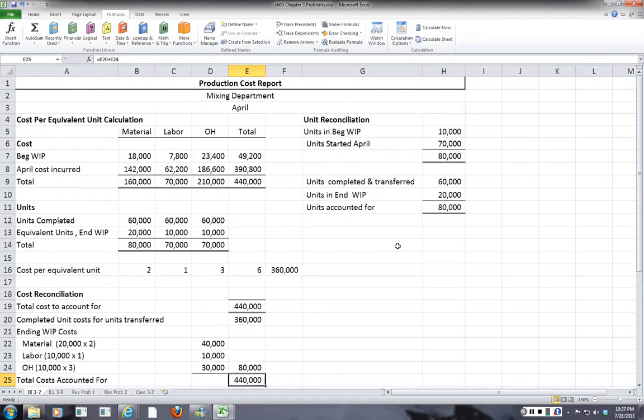Now we have to reconcile the units. We had 10,000 in the beginning inventory, and that was given to us. Also it was given to us that we started 70,000 units. That's a total of 80,000 that were in fact input into the system. What was completed and transferred out was 60,000 units, and we have 20,000 in ending inventory, which is the same as the material, so 60,000 plus 20,000 is 80,000. So the number of units going into the process equals the number of units that went out and remain in inventory. I hope this is somewhat clearer to you.